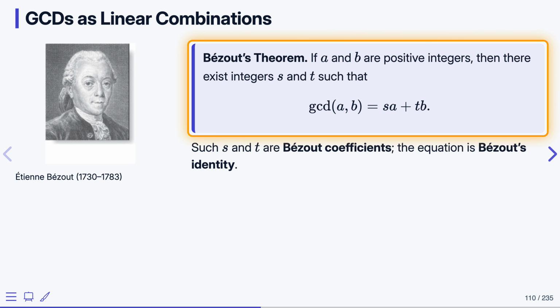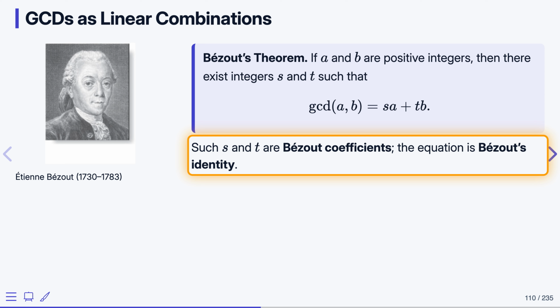This is a beautiful fact, named after the French mathematician Étienne Bézout. Take any two positive integers A and B. Then you can always find two integers s and t, so that the greatest common divisor of A and B equals s times A plus t times B. The two integers s and t are called the Bézout coefficients. The equation itself is called Bézout's identity. Notice that s and t may be negative, and usually one of them is. The proof is in the exercises of section 5.2.